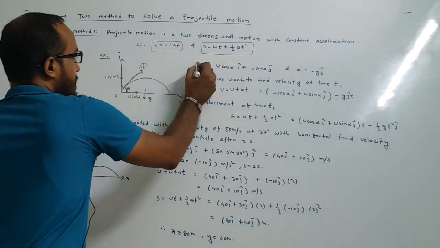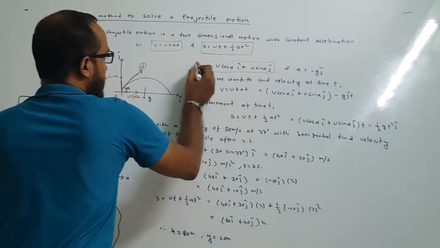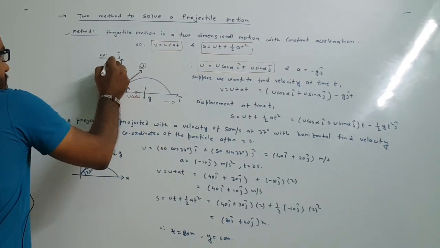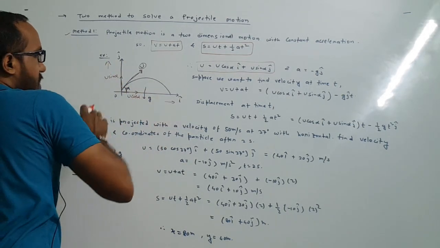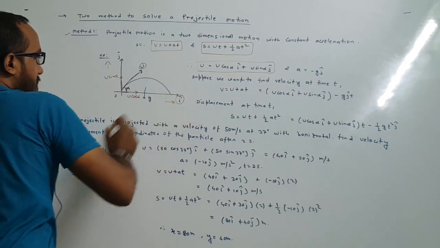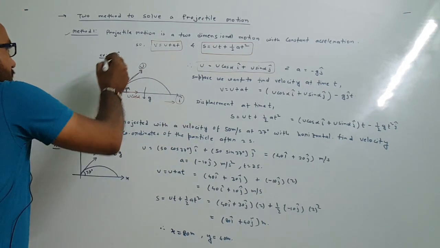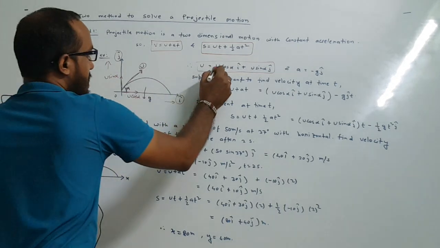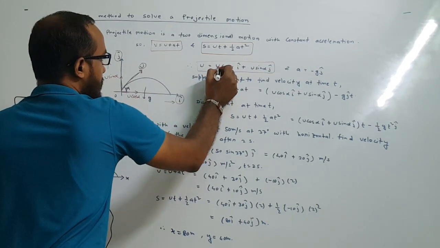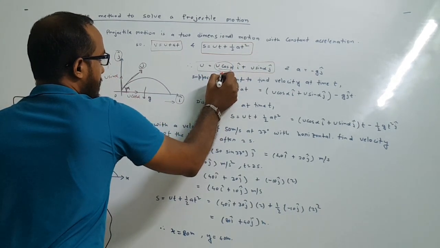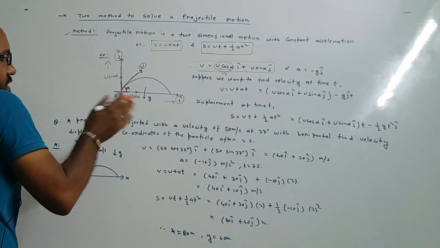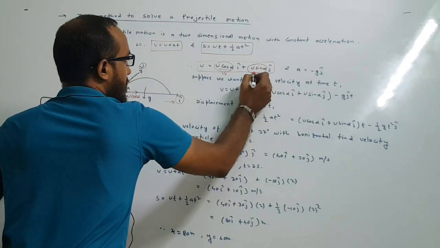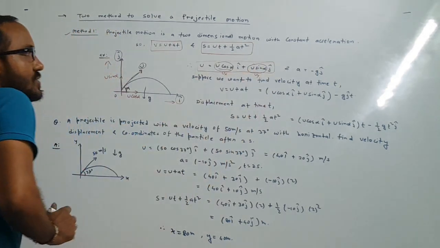So u can be represented as follows. This is the horizontal direction, x axis, and this is the vertical direction. The unit direction vector along the x axis is i cap, and along the y axis is j cap. So u can be represented as u cos alpha, also known as ux, the horizontal component, into i cap, plus uy into j cap.